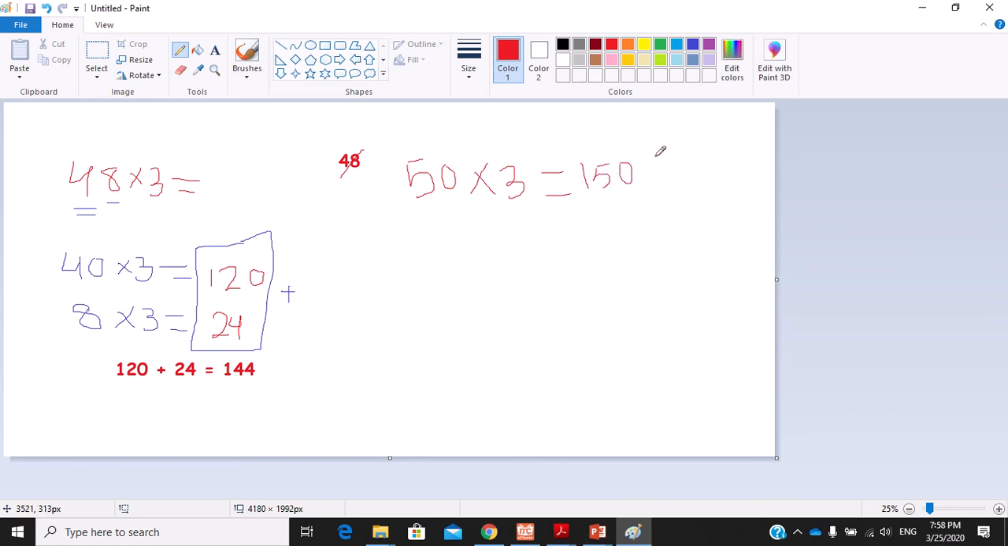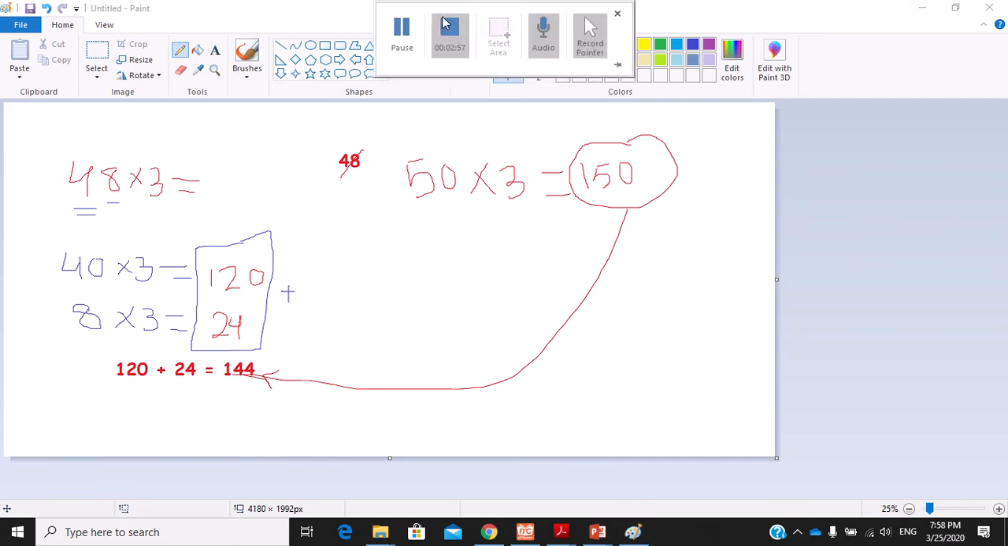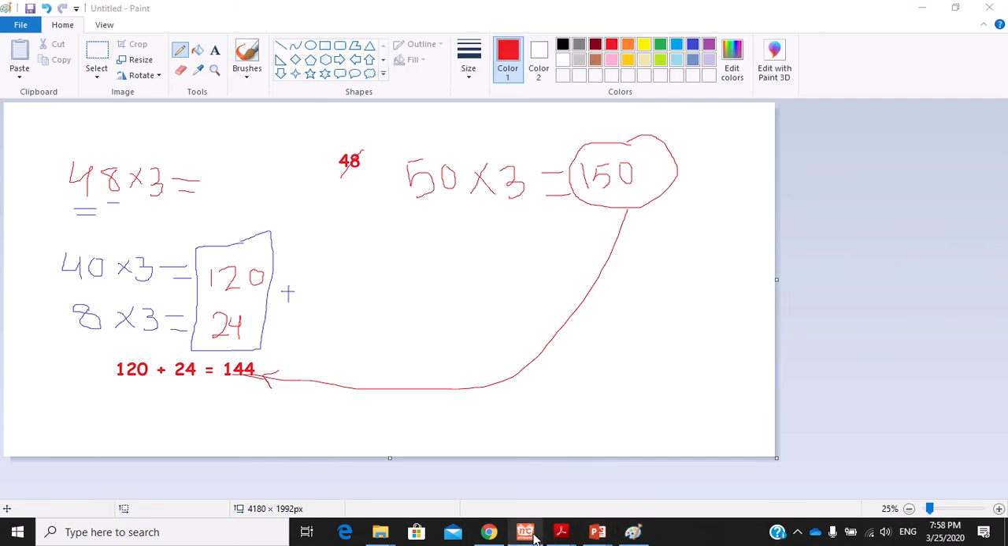Now look what happened here. If I have the answer 150, which we do actually at the first time before we work on this one, 150 is so close to 144. So this means that my answer is reasonable. Okay, now let's go to the next question.